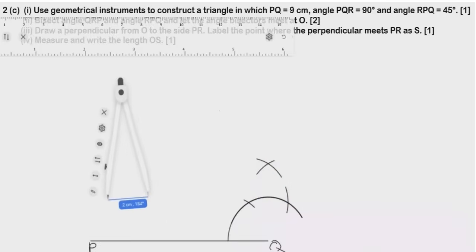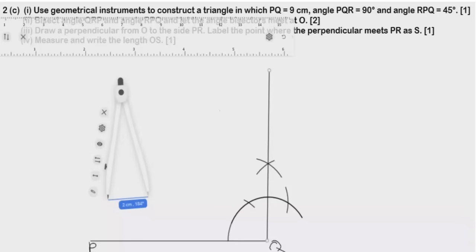Okay, now I'm going to draw a line that starts from this point going upwards and passing through the point where the arcs are meeting. Okay, like that. Now we have constructed a 90 degree angle. Make sure that the line is passing through the middle. Now after constructing the 90 degree angle on Q, which is angle PQR, I'm going to construct a 45 degree angle on P.